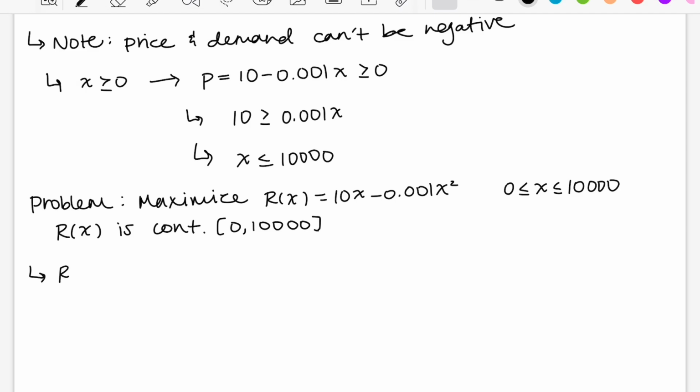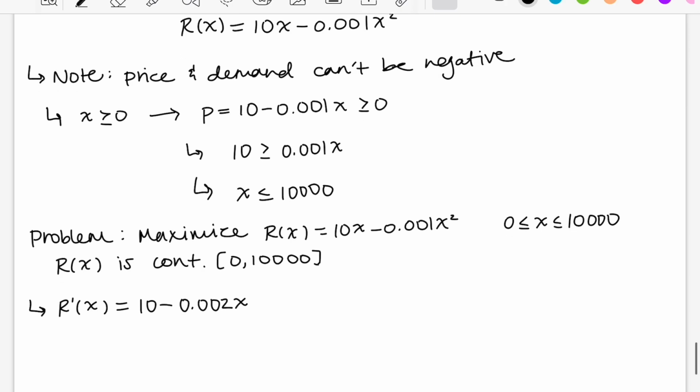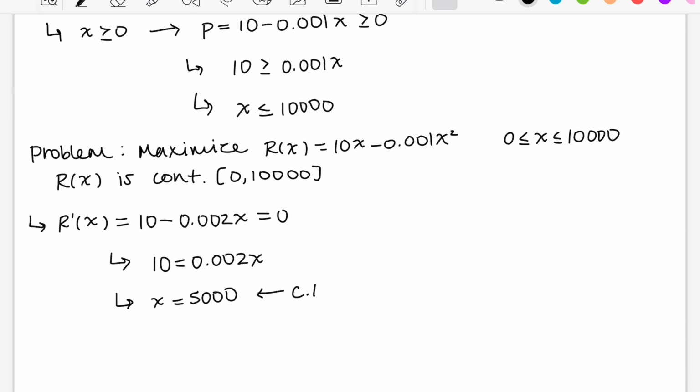So first thing is we'll find critical numbers. So we want to figure out when the derivative is equal to 0. The derivative is going to be given by this here, just doing power rule. And then we want to figure out when this will be equal to 0. So solving for x, we get that x is going to be equal to 5,000. Okay? So this is going to be our critical number.